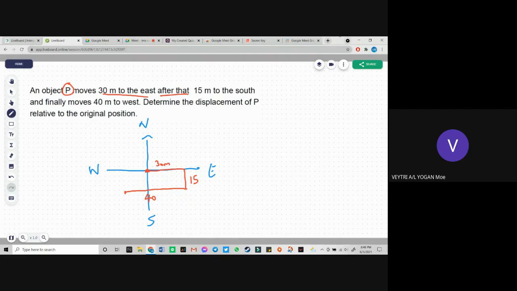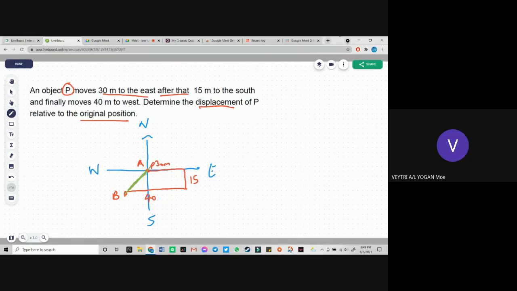Determine the displacement. Maksud dia, this is the initial point, final point. Label P. AB ni tak penting tau. Yang penting P ni. P kena label. Okay, now. Determine the displacement of P relative to the original position. Maksudnya dia nak cari displacement. Itu je kerja. Okay. Displacement you know very well adalah shortcut kan. Jadi shortcut yang paling senang you can see is here. Inilah shortcut dia. Tapi dia bukan calang-calang shortcut.